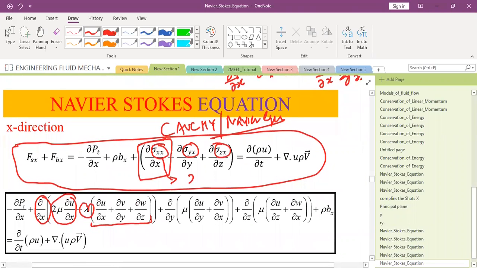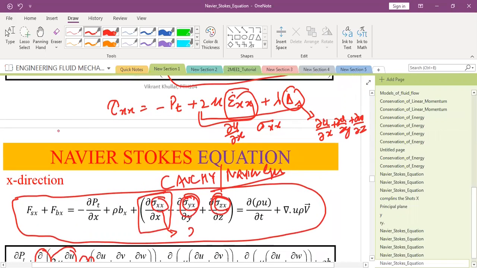Yes, sir. Absolutely. Okay? And likewise, I can have for sigma yx and sigma zx. So what is sigma yx? Only the 2 mu term will remain. Tau yx is equal to 2 mu e dot xy. The pt term will not be there in this; it will be zero. So what will it be? 2 mu e dot xy, which is yx only.